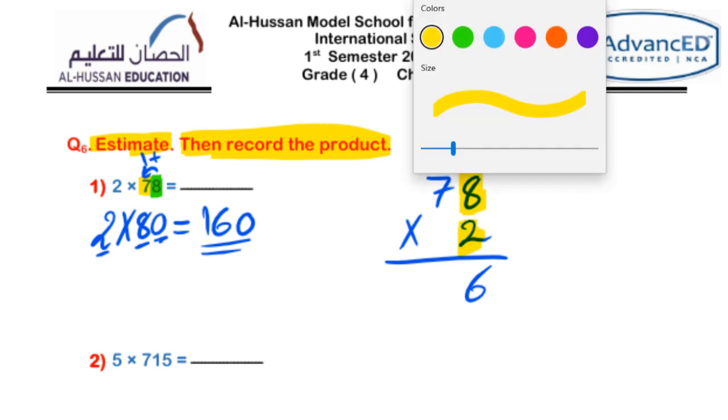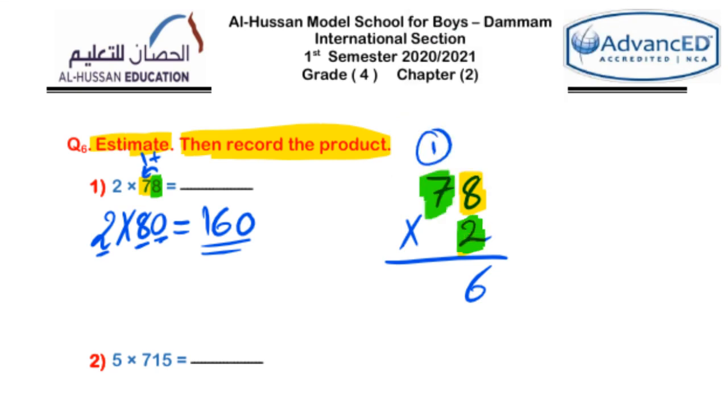And then let's multiply 7 by 2. 7 by 2 equals 14. And we have here 1. Let's add it to 14. It will be 15. So our answer here is 156. That's our exact answer, and that's our estimate. Okay, let's see the second one. Who can help me with this?